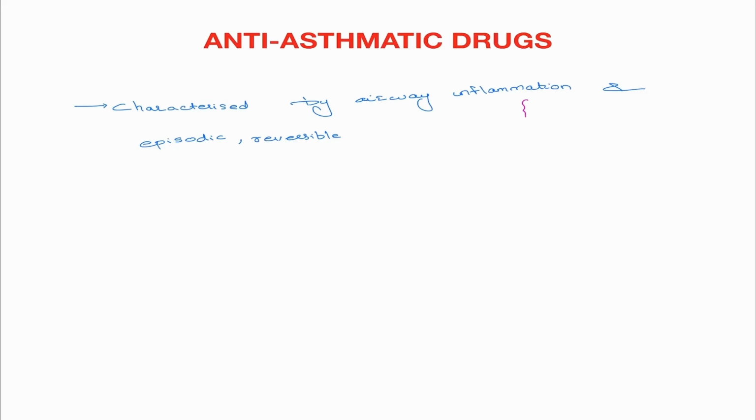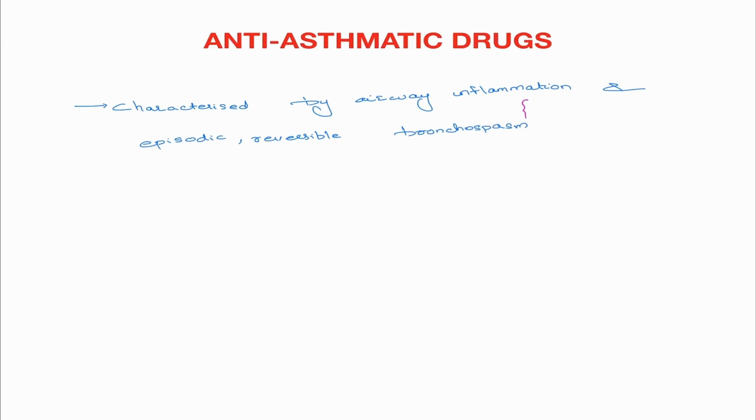Today we are going to discuss a chapter in pharmacology which is anti-asthmatic drugs. To start with, we'll understand the definition of asthma. It is basically characterized by airway inflammation and episodic reversible. Just know the term reversible, because in COPD it is irreversible. So it's characterized by reversible bronchospasm.